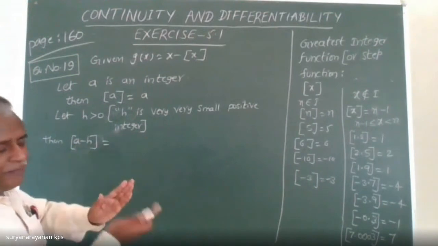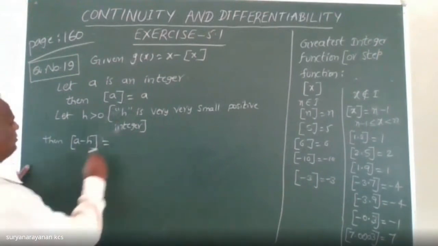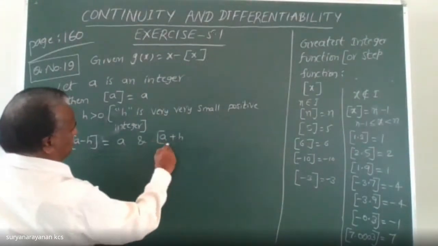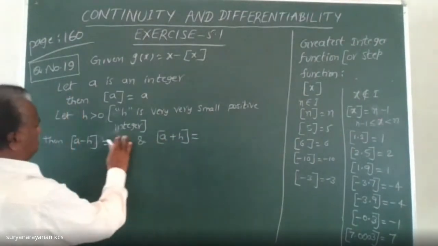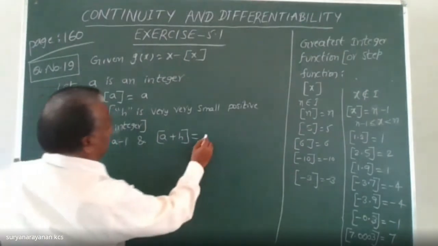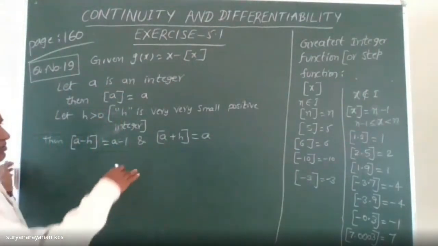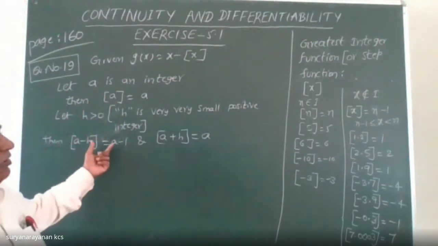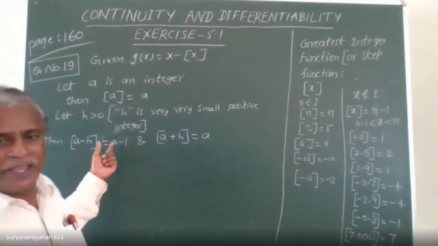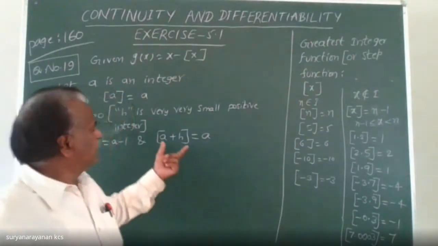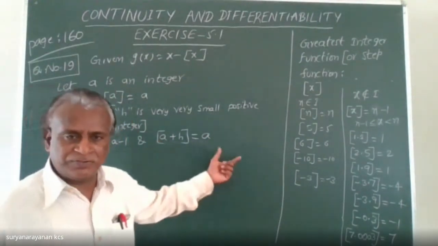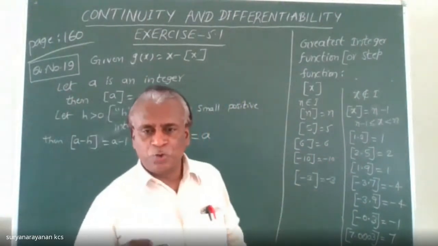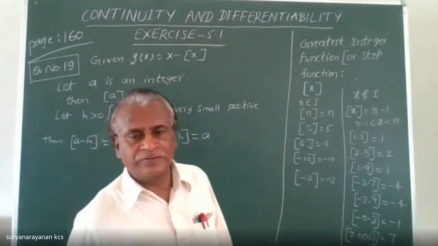Okay, so a minus h. If you take a minus h, then the function value is a, and step a plus h. A plus h means a only. If you take h as a positive number, then a minus h gives a minus 1, and step of a plus h gives a, meaning this one, 2.5, 2 plus 0.5, 2 plus 0.5. Okay.